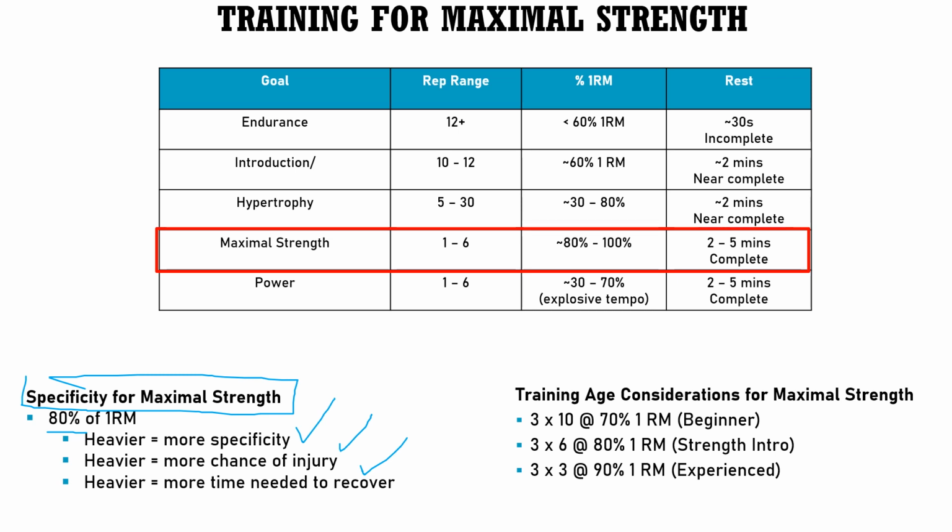But there's also an element of training age considerations when it comes to maximum strength development. If we have a beginner and we're looking to purposely increase their 1RM, well, we don't need much specificity here. Doing 3 sets of 10 will be enough of a maximal strength stimulus for those people. But if we have someone who's more experienced, we're going to need a much more specific strength stimulus. That means we might be looking at doing 3 sets of 3 with 90% of the 1RM.